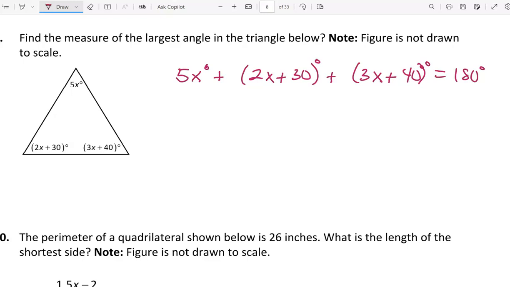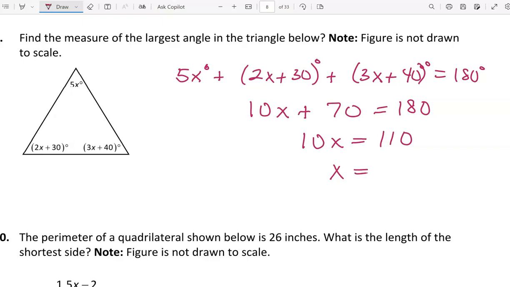Well, since we're going to solve this one, we actually don't need those degree symbols. Let's just pretend those degree symbols are not there. In general, we don't have to put units in our equations, and sometimes it actually gets in the way if we do. So we're just going to combine some like terms. 5x plus 2x plus 3x is 10x. 30 and 40 are 70, and that equals 180. Subtract 70 from both sides, and then divide by 10, and we'll get x is equal to 11.